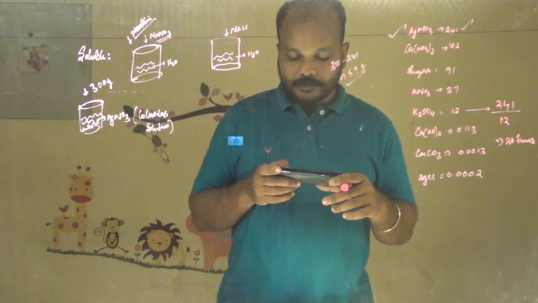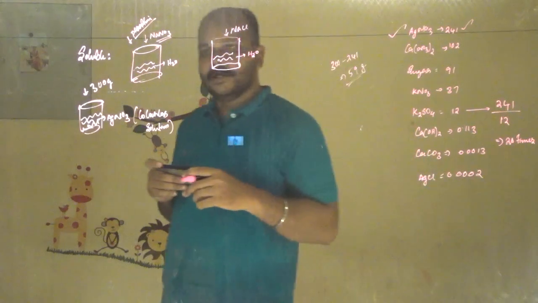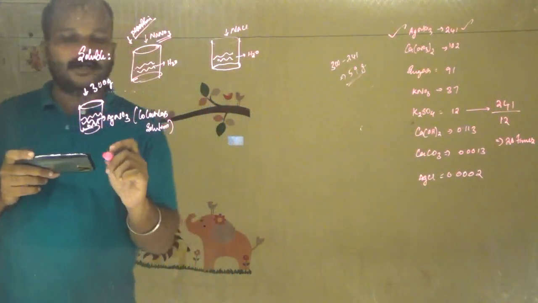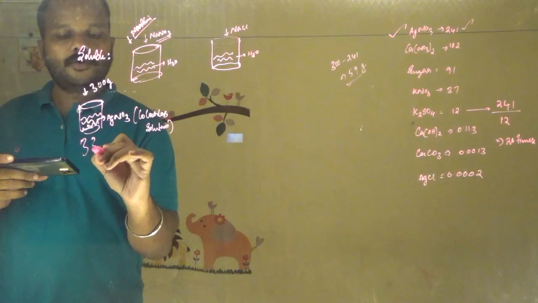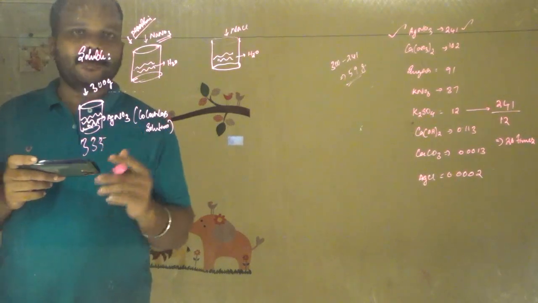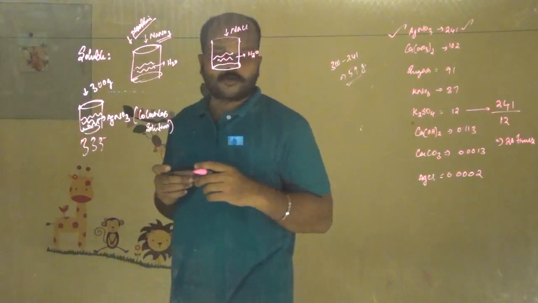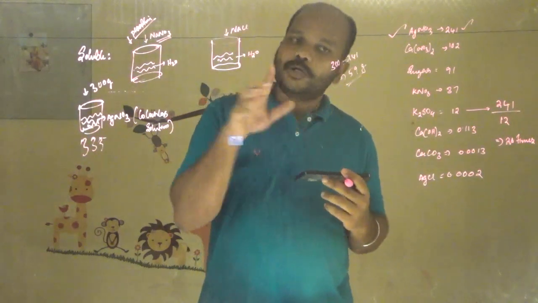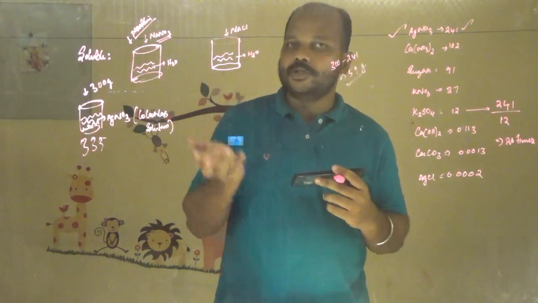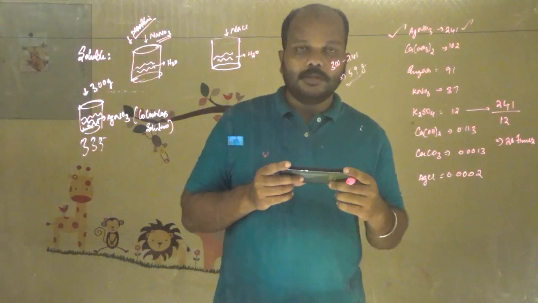And now they are asking, in this 300 gram water, what will happen if you heat it? Obviously, when you heat it, most of the time the excess solute, the 59 gram or so, will dissolve.